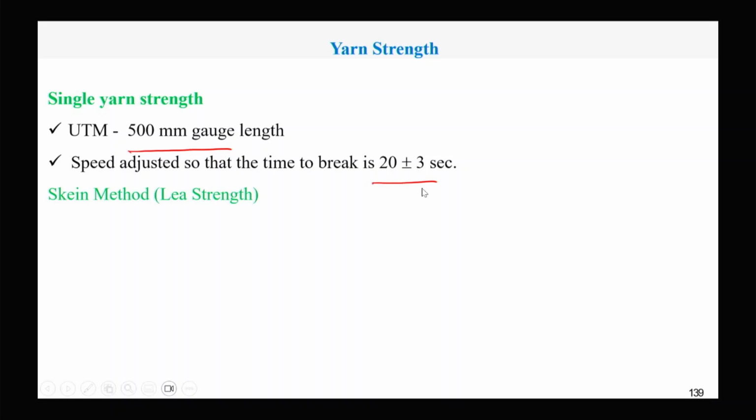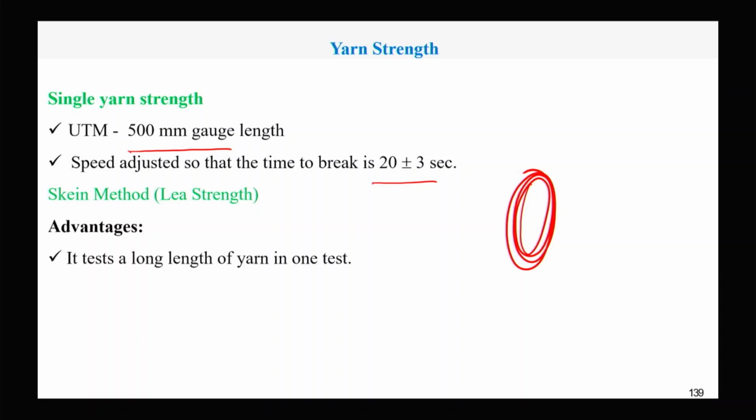And in Lee method we can use, or Skein method, where we form the Lee of yarn and then we break. The advantage here is that in Lee tester it tests long length of yarn in one test.